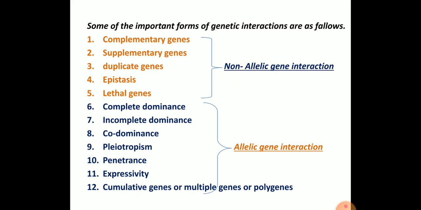So here the examples are complete dominance, incomplete dominance, codominance, pleiotropism, penetrance, expressivity, and multiple genes. These are some of the examples which come under allelic genic interaction.